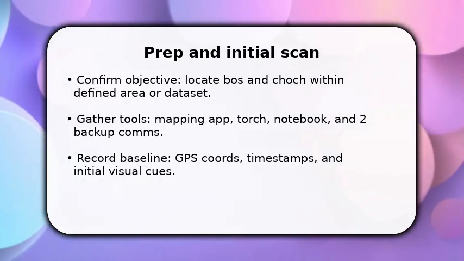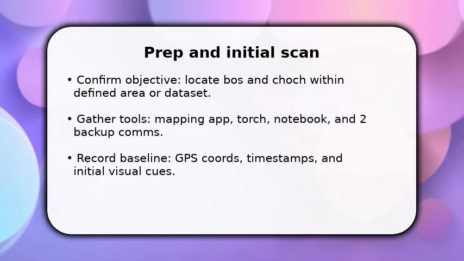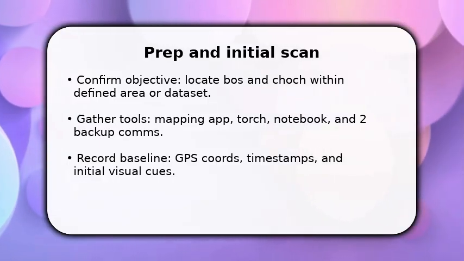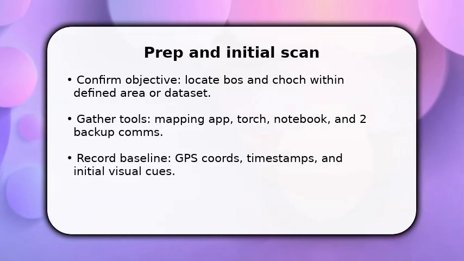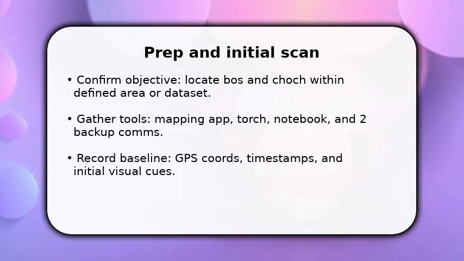Now perform a quick perimeter scan and mark the first GPS coordinate. This saves time and prevents overlap. Make immediate notes of distinctive signs and environmental details. These baseline observations will guide pattern matching in the next phase and let you prioritize likely.